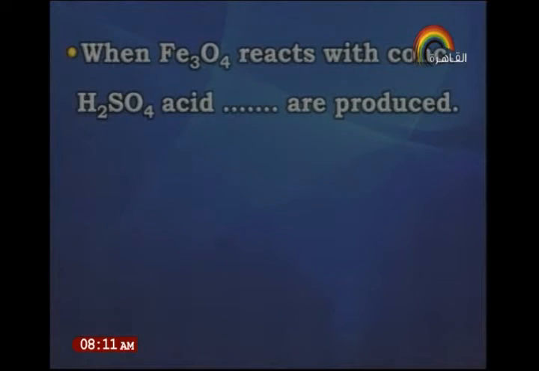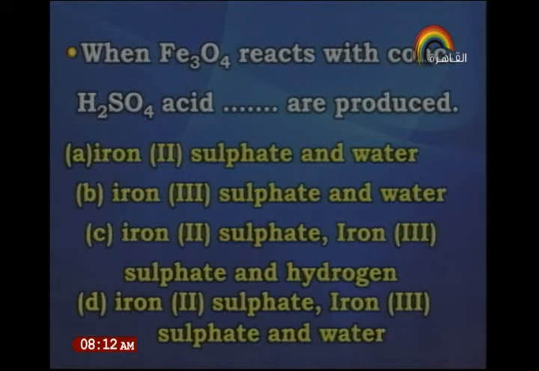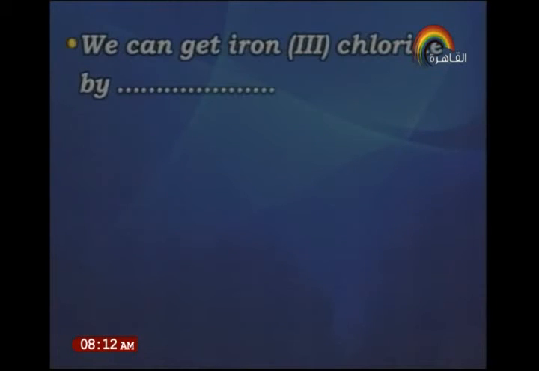Next point, when magnetic iron oxide, Fe3O4, reacts with concentrated sulfuric acid, what are produced? Is it iron 2 sulfate and water, iron 3 sulfate and water, iron 2 sulfate and iron 3 sulfate and hydrogen, or iron 2 sulfate and iron 3 sulfate and water? If you think about it, my dear student, you will find the answer, it will be iron 2 sulfate and iron 3 sulfate and water. Remember, my dear students, you have to write the chemical equation, which is balanced, writing the physical state of the reactants and the products.